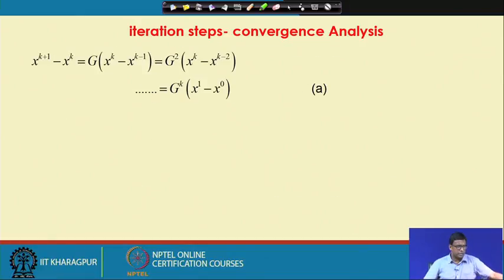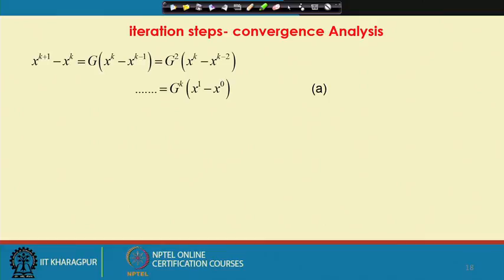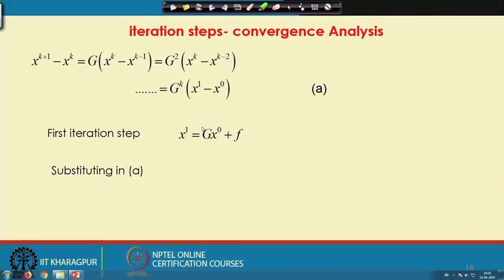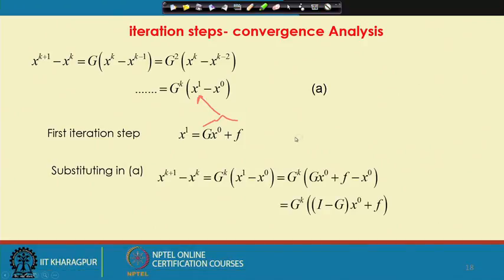So, the difference between the guess and updated value is also being multiplied by G to the power k. We write x_{k+1} minus x_k, and so on, is G to the power k times (x_1 minus x_0), and the first iteration step is x_1 = G x_0 + f. So, substituting x_1 into the relationship, we can write that this combination, G to the power k times ((I minus G) x_0 plus f).